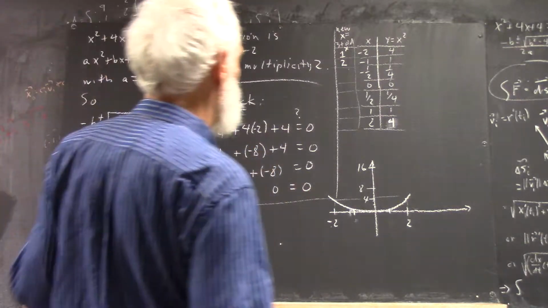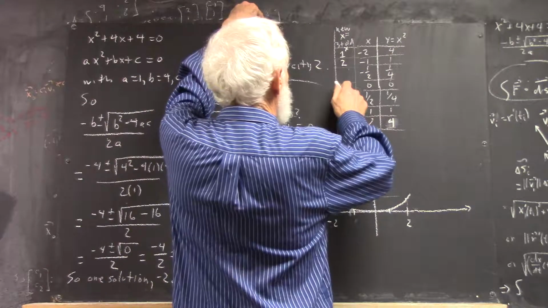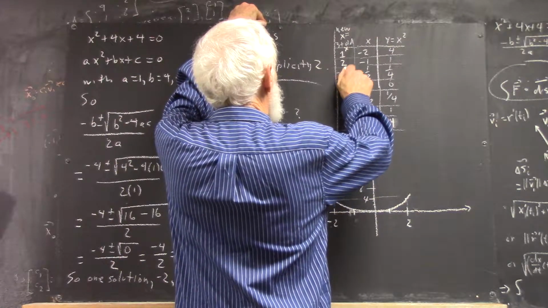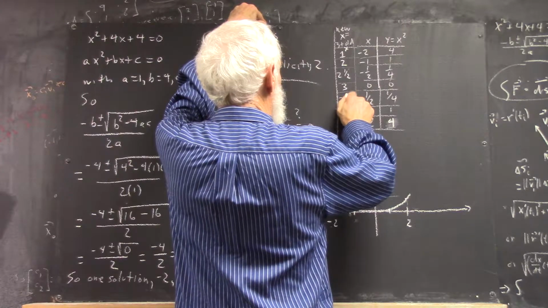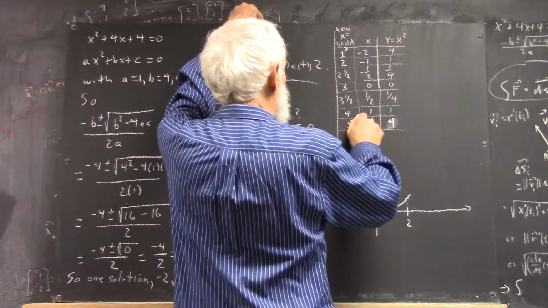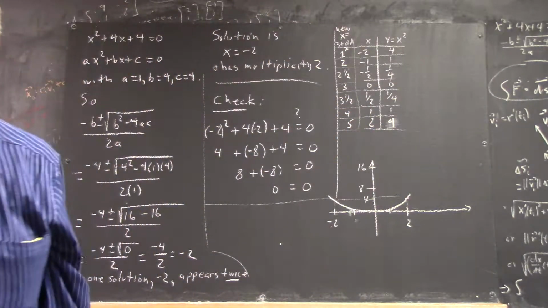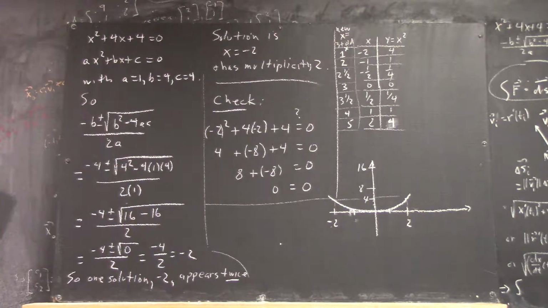And then for adding to -1/2, I should get 2.5. Adding to 0, I should get 3, 3.5, 4, 5, right? Okay?